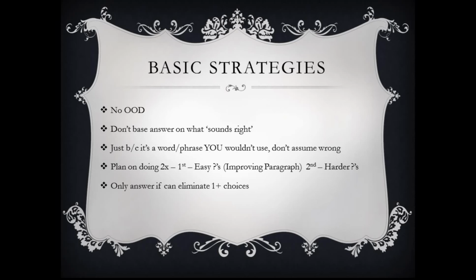The fourth strategy is to plan on doing this grammar portion of the SAT twice. The first time through, you're just hitting the easy questions. Something to note, most of the improving paragraph questions are on an easy to medium level difficulty. So you should try to answer as many of those as you can on your first go-around.